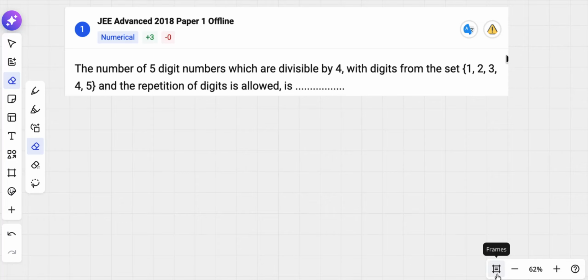In the previous video, we had solved a pre-RMO 2017 question. Today we will be solving a JEE Advanced 2018 question. This question is based on combinatorics, or permutation and combinations as JEE students call it.